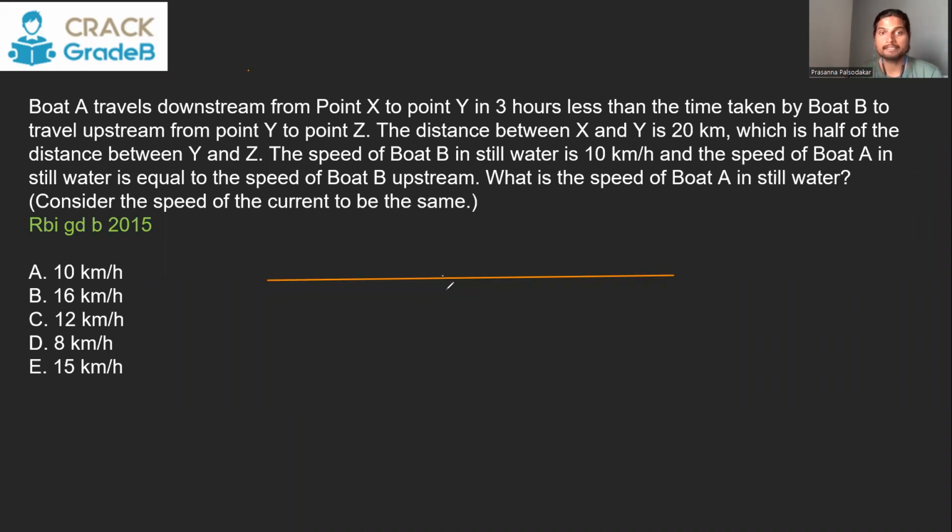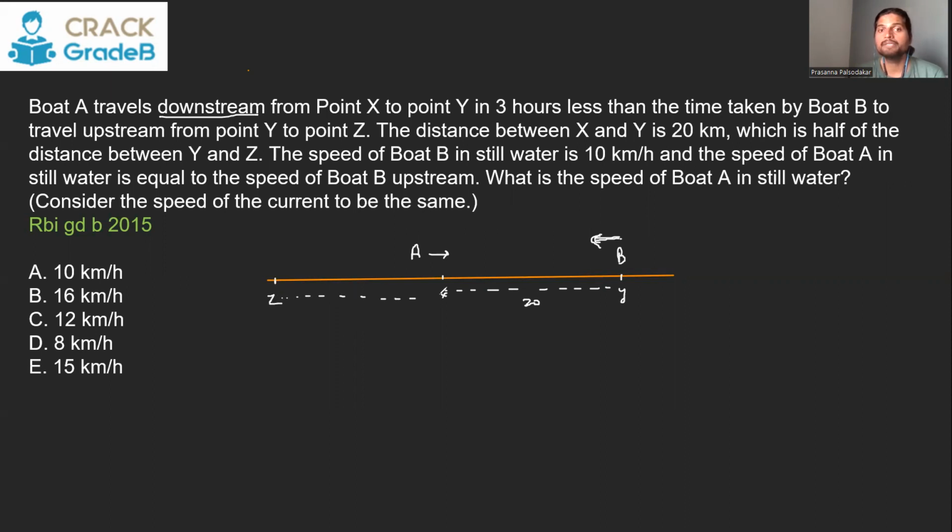So if this is point X and this is point Y, boat A is going in this direction and it takes 3 hours less than another boat traveling from Y to Z. Now, boat A is traveling downstream, but boat B goes from Y upstream. Upstream means the opposite direction. So first of all, boat B will be traveling in that direction. The distance between X and Y is 20. So this much distance here is given as 20, which is half the distance between Y and Z. So Z is in the left direction as compared to Y, and that distance should be double the distance between X and Y. That means Z should be beyond X.